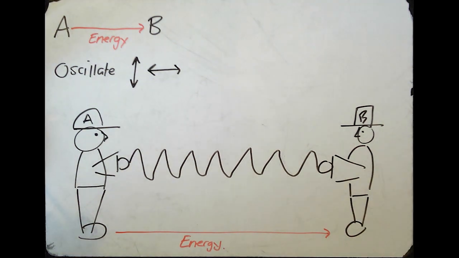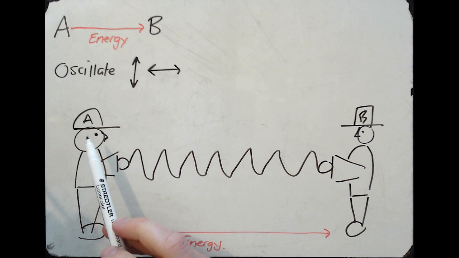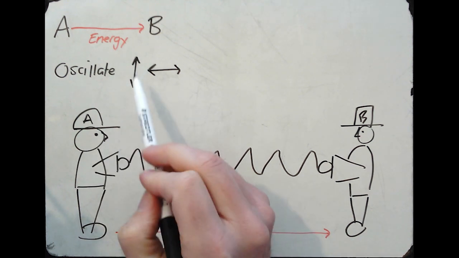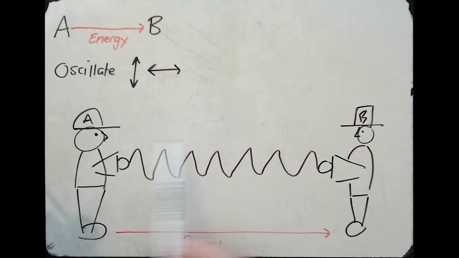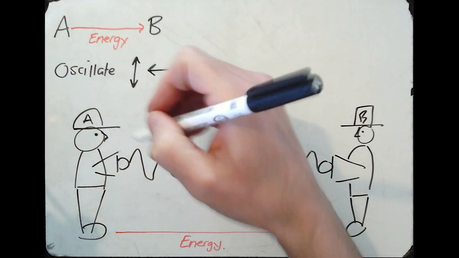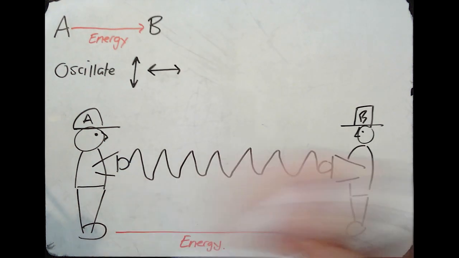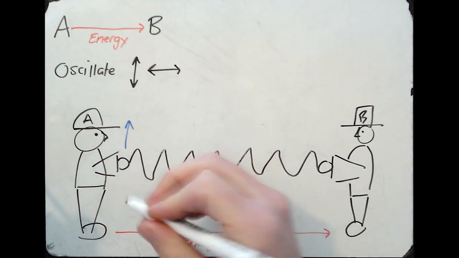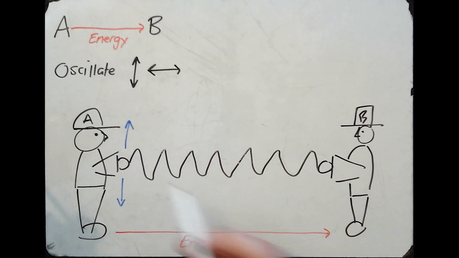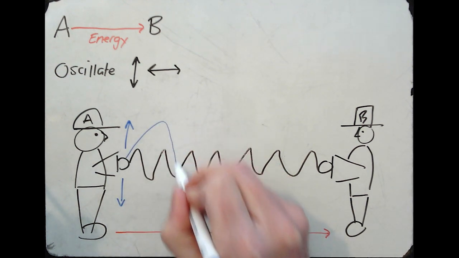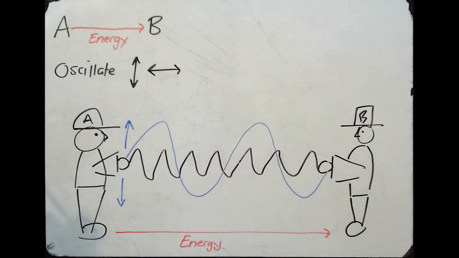Now there are two ways that person A could transfer that energy. They could oscillate their spring up and down, or they can oscillate it back and forth, left to right. So let's start with the first one. Let's say that they're going to oscillate their spring up and down. So they're going to move this spring first up, and then they're going to move down. Now if they did that, we would see a wave formed in the spring, and it would look like this. Now we've seen this type of wave before.